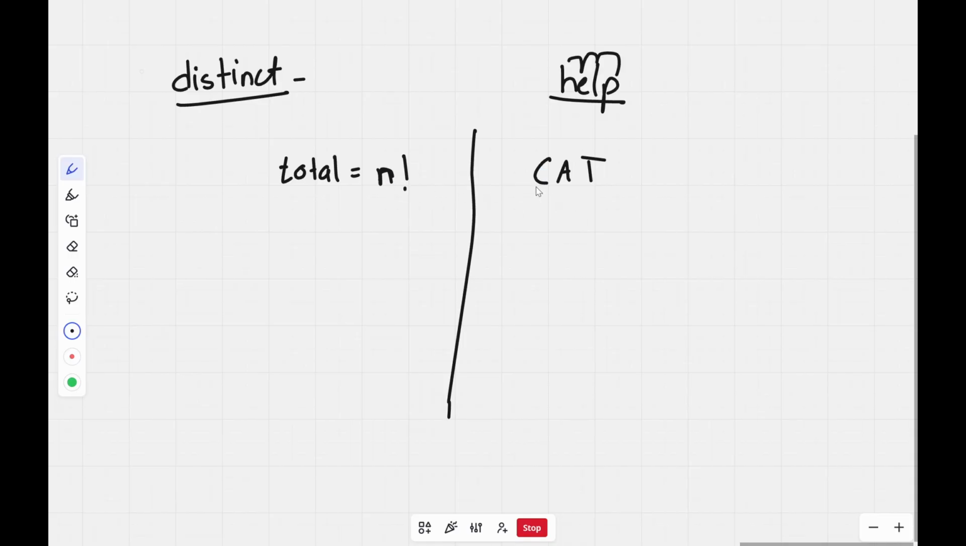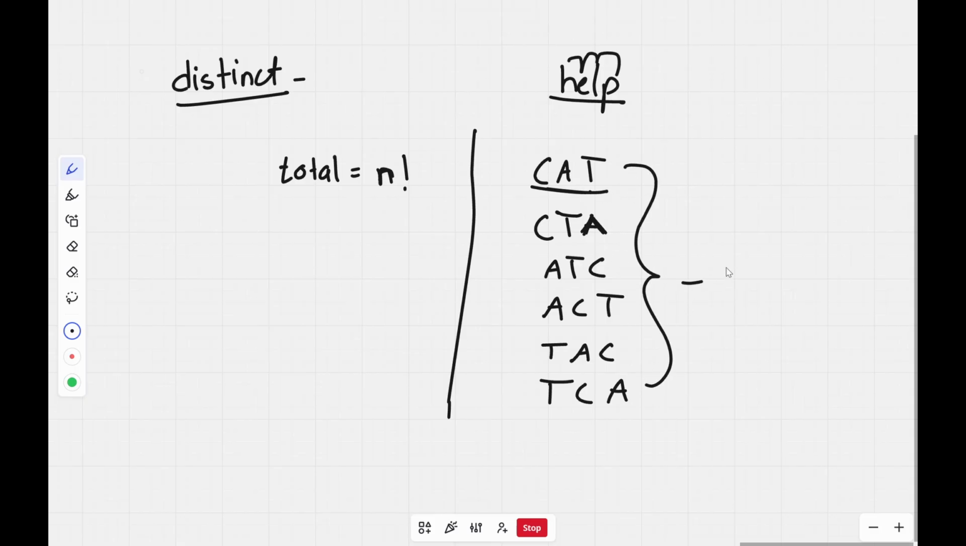Now for CAT, this is one arrangement, the first arrangement. For the second arrangement, CTA, we have replaced the A by T and T by A. Then we have ATC, ACT, TAC and TCA. I've got all the possible arrangements of these three letters. So counting them gives us the value 6. So we got 6 arrangements in total by actually counting.